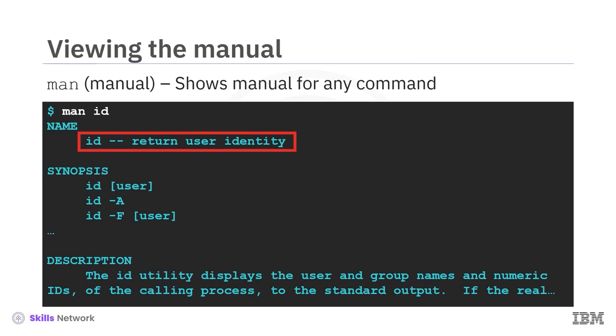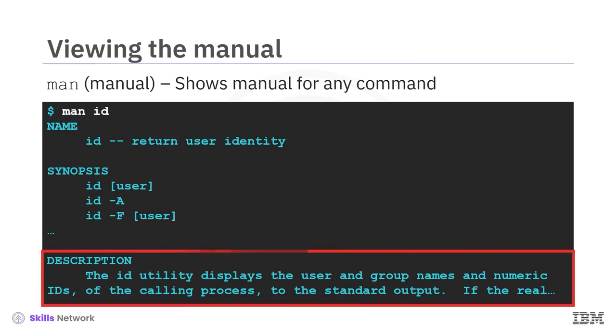The manual will provide a basic summary of what the command does, such as return user identity. Also listed are the options for the id command, such as -A. Square brackets indicate optional parameters, such as user, which allows you to specify a username. The man command also provides a more detailed description of the command, which explains it in greater detail. The man command even has its own man page. You can use it to learn more about the manual command and its uses.